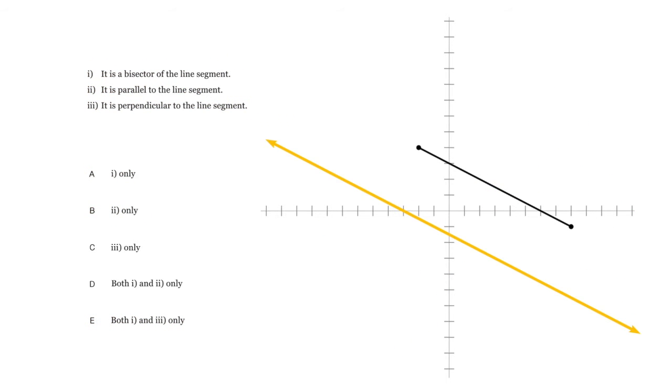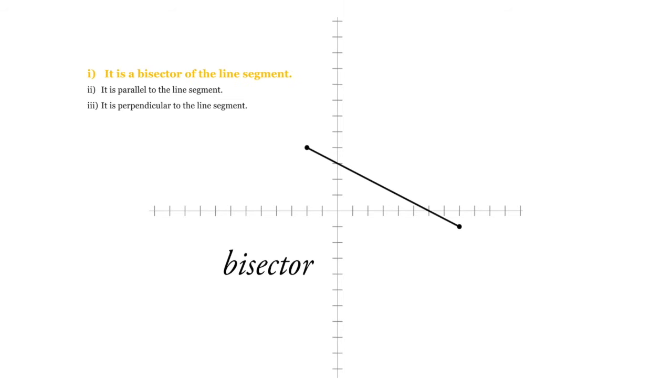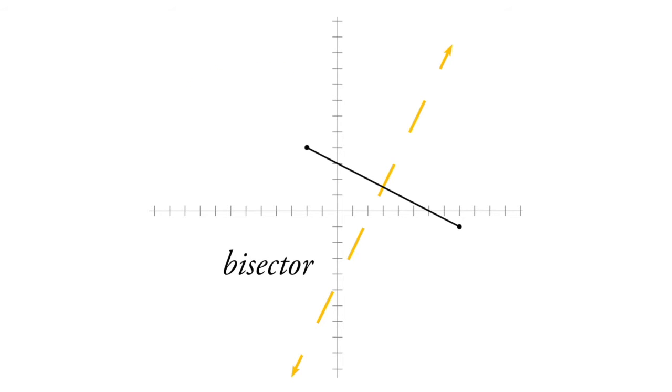All right, let's take a look. So first thing we want to do is look to see if it's a bisector of the line. Why do we do that first? Well, it's our first choice here. So the bisector of the line means that this line is going to go through the midpoint of a line segment that connects these two points.